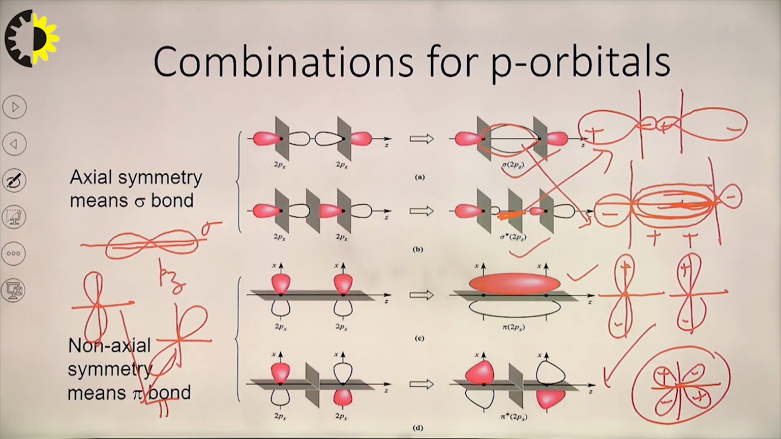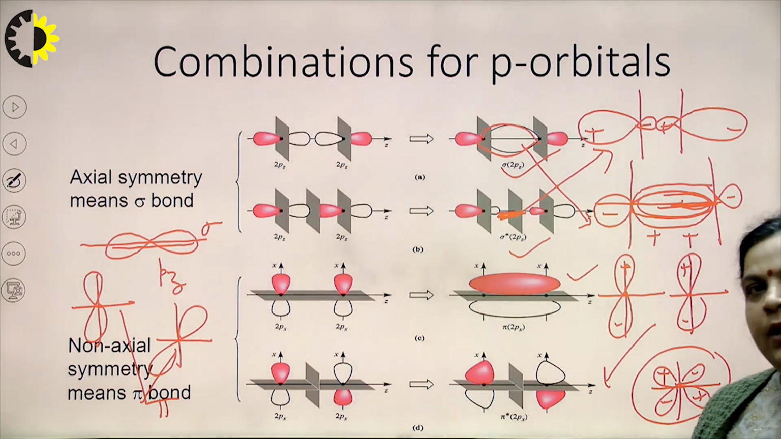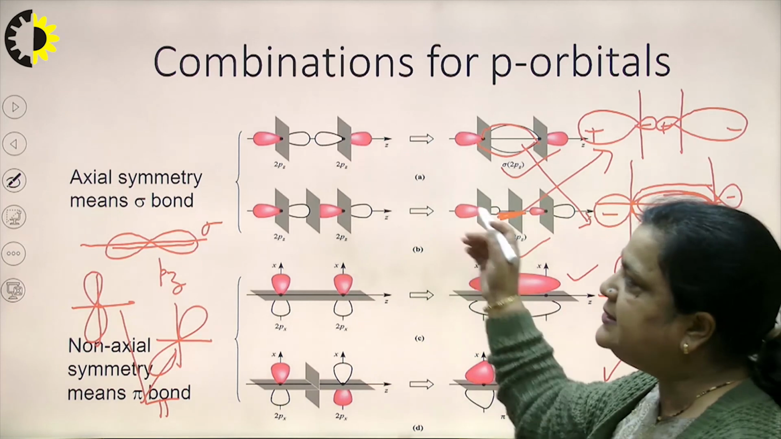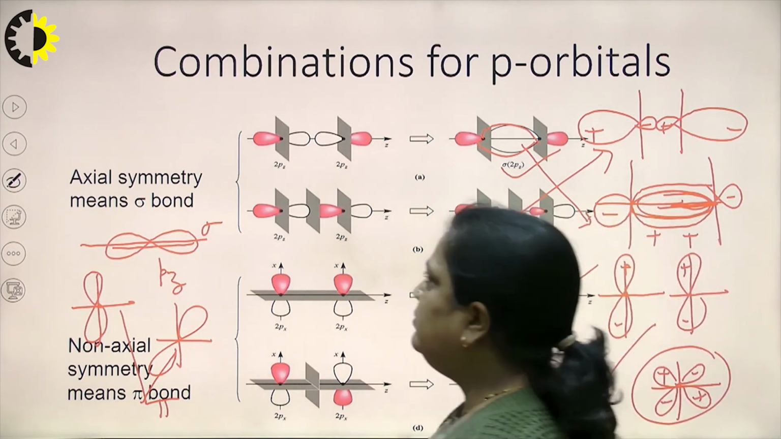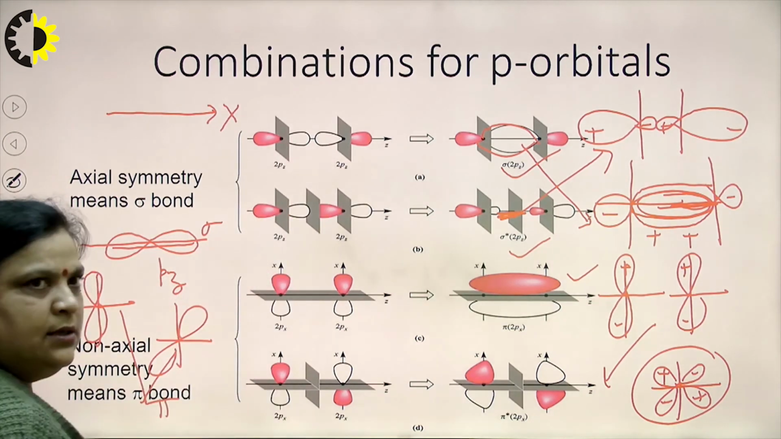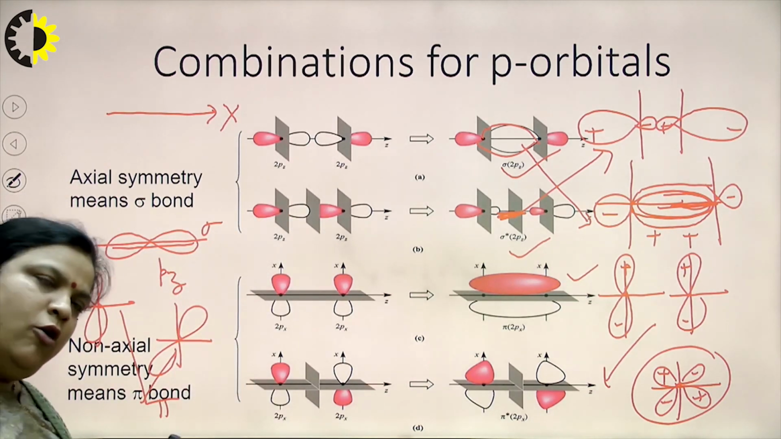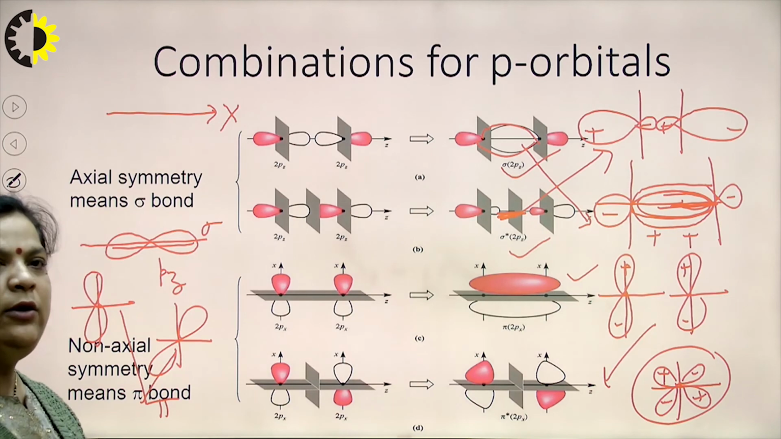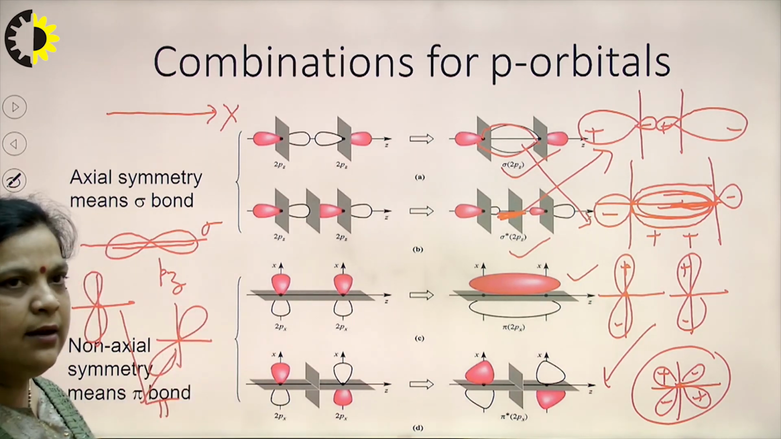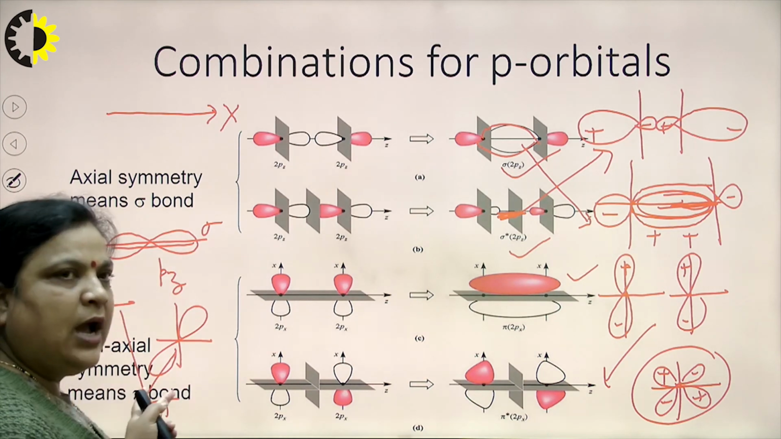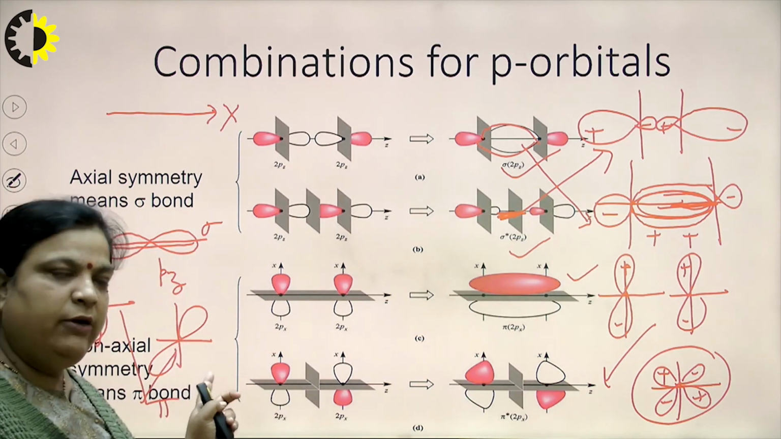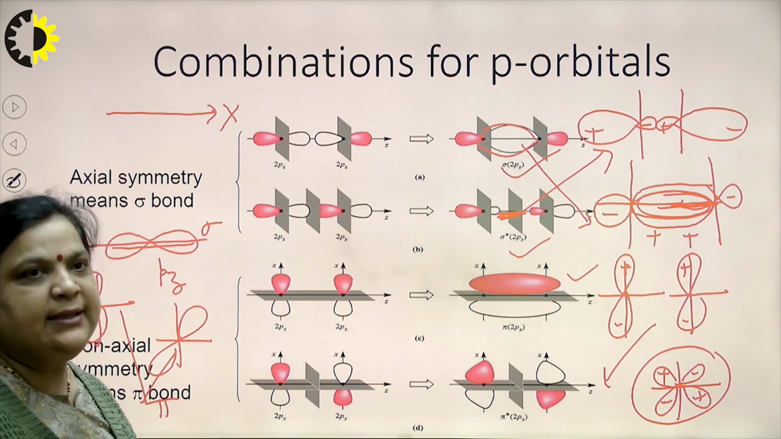In the case of p, it is not necessary that we write Pz. If we assume that this axis is X, then we can say Px. So, Px or Pz, whichever is along the internuclear axis, gets combined and forms sigma and sigma star. And the other two, after overlapping or combination, form pi and pi star.